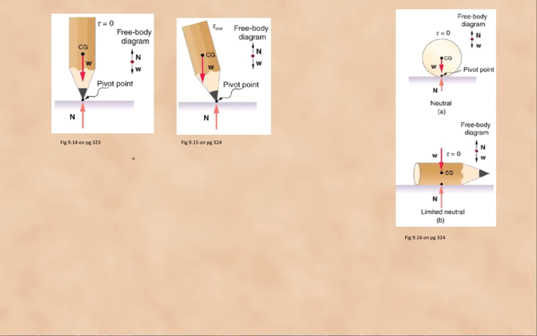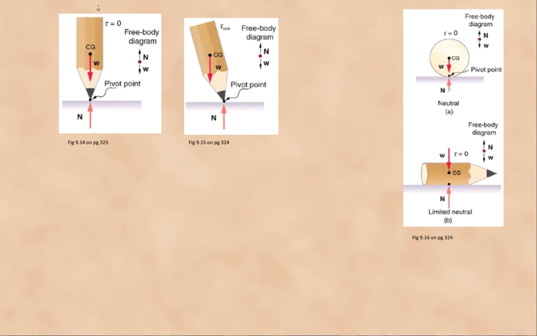Now let's take a look at another example. This is called unstable equilibrium. The characteristic of unstable equilibrium is, first of all, it's still in equilibrium. The forces add up to zero. There's no acceleration, so it is in equilibrium. But what makes it unstable is if we give it a small displacement, it never returns to its equilibrium position. It moves farther away from equilibrium in the direction we displaced it.